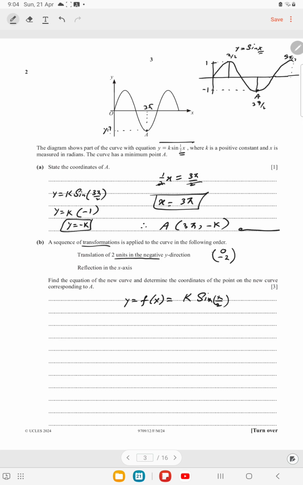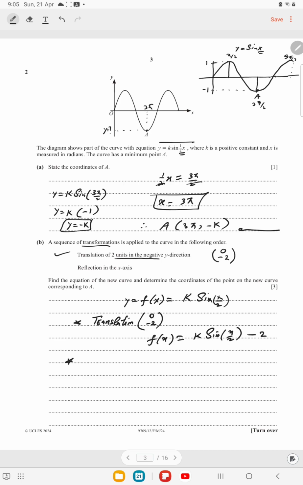Sorry. So first case, translation. You can do this in any order, so the order doesn't matter for this question, but we go with the statement first, which is translation. So the new f of x will be k times sine of x by 2 minus 2, because it is negative. If it is positive, then we have to write plus this.